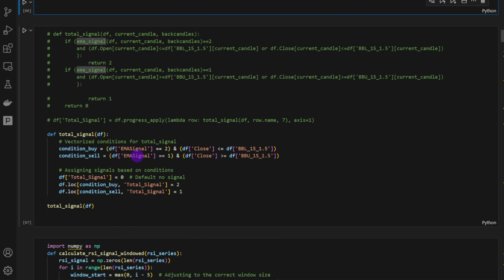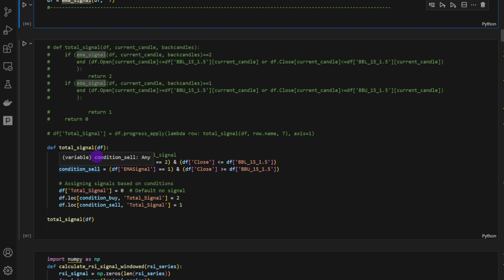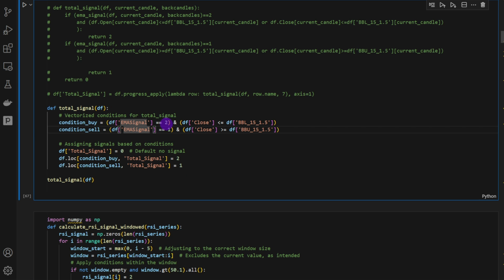I also applied a vectorized version of the total signal as well. We have an EMA signal, a bullish EMA signal, so equal to 2. And at the same time, the closing price of the current candle is below the lower Bollinger band. This is the buying condition. Then we return 2 as a result. This is our buying signal.